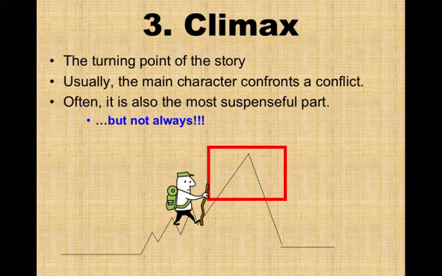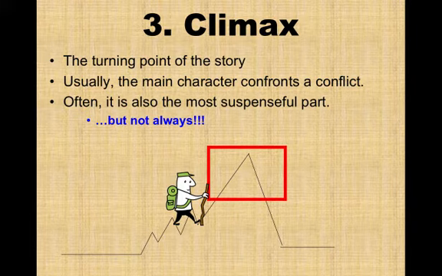Alright, so the third part is called the climax. This is the turning point of the story. Usually the main character confronts a conflict, which is what results in the turning point. Often the climax is also the most suspenseful part, but not always. So when you're identifying the climax, think about what the main problem is, and then think about what the turning point for that problem is.